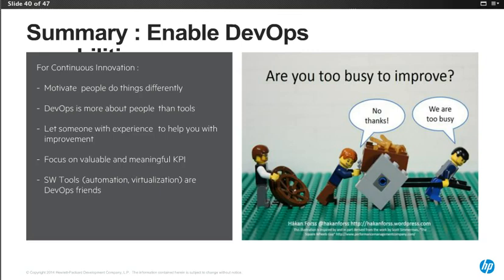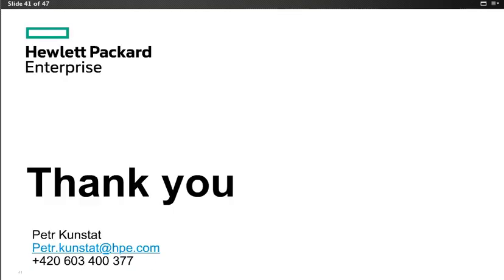And don't forget that I mentioned it's not mostly about tools, but tools like automation and virtualization are the friends of DevOps. Therefore, don't be like the man on the right side who does not want to let them help because he is clever and knows how to do things. Let these new tools for automation and virtualization help you with DevOps.